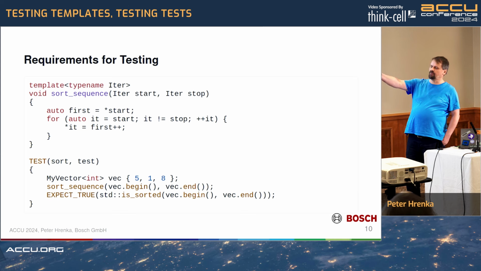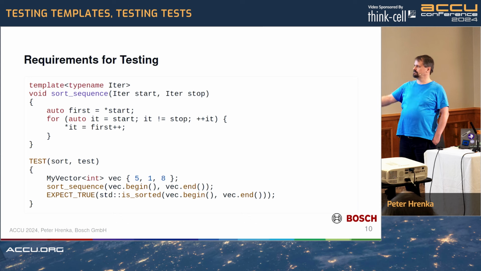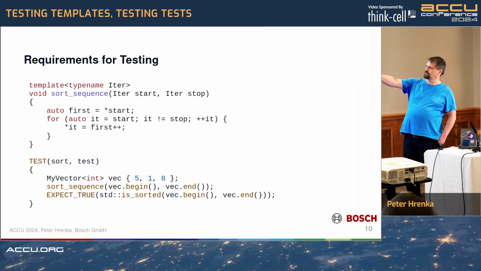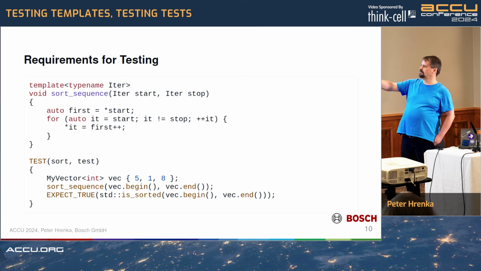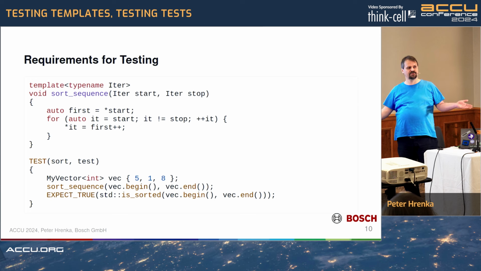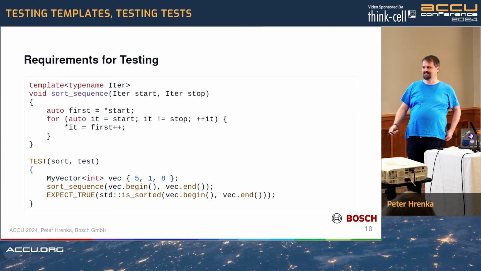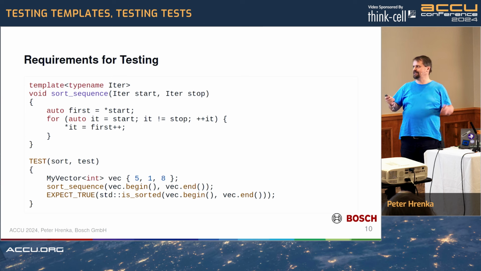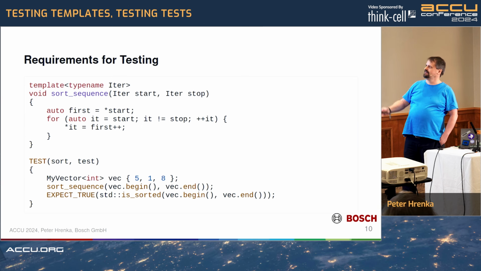So, and now we write a test. Okay, I have a vector, it's unsorted. I just call this sort sequence. Yeah, and I expect true. It's sorted, and what do you think? It's sorted. Yeah, yeah. So what would be the reaction? So okay, you say, yeah, it's sorting. So is it sorting? No, that's not sorting.